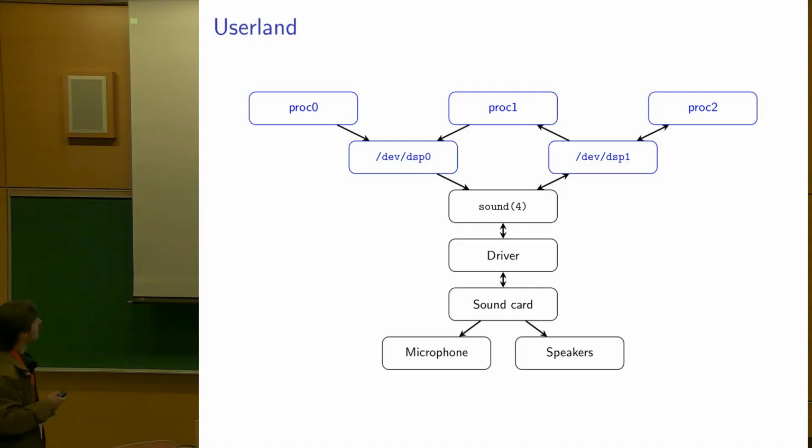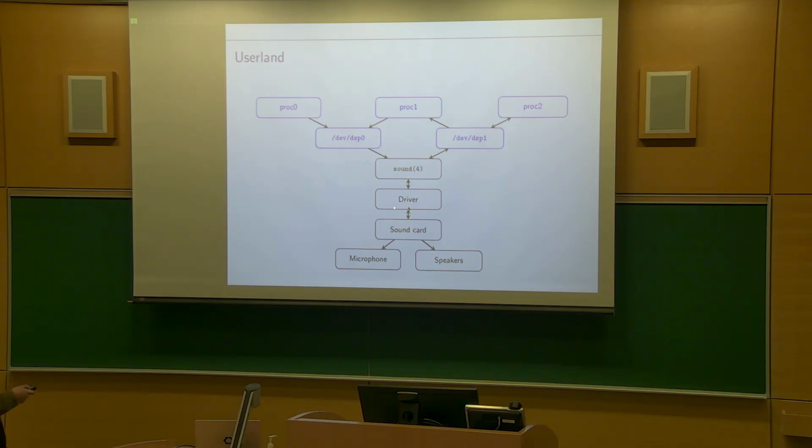Firefox or whatever. So this is the userland part, the one that is highlighted in blue. We have the processes. This could be MPV, Firefox, OBS, and processes interact with the character devices, dev DSP. I guess you've seen them. So let's see how this works. Okay. Let me just continue with the control flow. So we have Sound 4. So the devices talk to Sound 4. Sound 4 talks with the device driver. The driver talks with the sound card, and then the peripherals.